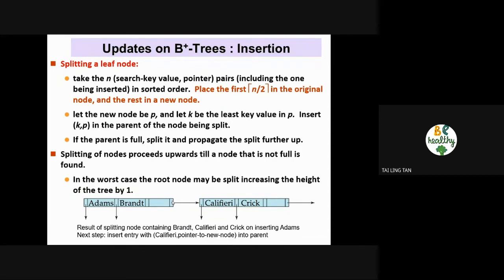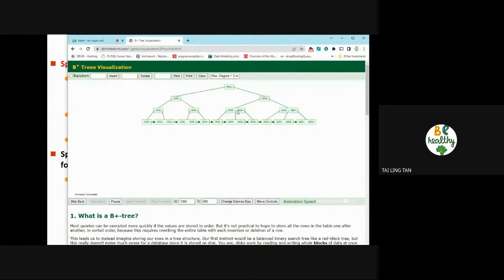We take all the numbers together. So just now we have 1, 2, and 3. We move it up from the leaf node restructure. We place the first n divided by 2 in the original node, and then the rest in the new node. So let the new node be N, then let K be the least key value in N. So this is saying the restructure of the 1, 2, and 3, seeing which one is that. So if the parent is full, then we may even need to restructure this part as well. So this breaks it down, then restructures the previous one as well.